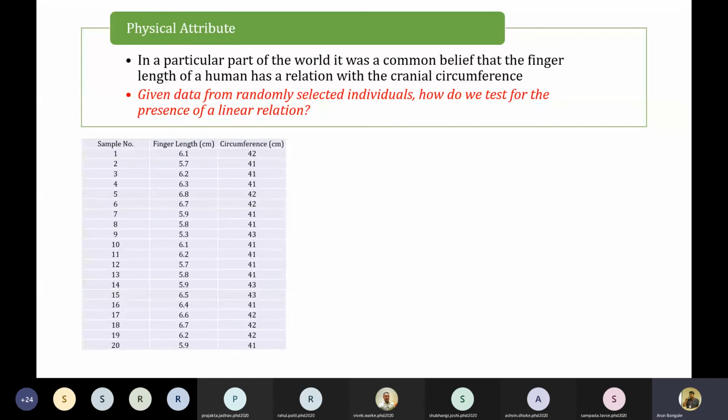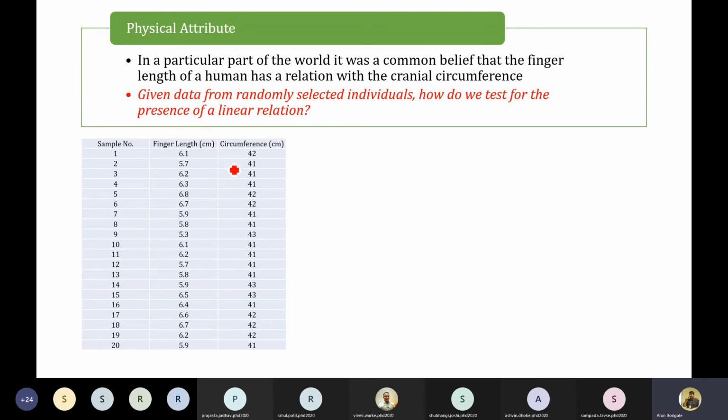But here in the statement, there is no particular parameter given to which we can go for comparison. So what is the parameter of interest here? They are saying that these two values, finger length and circumference, have a linear relationship, right?